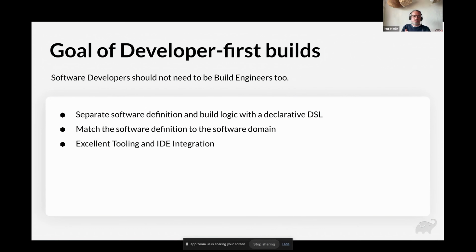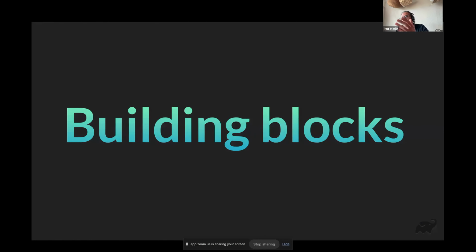So what does that mean? It's to make the software definition, the thing that is meant to be read and written by software developers, match the software domain. So no more Gradle lingo, no more plugins, tasks, configurations, etc. And of course, we want excellent tooling for all that, so that IDEs and other tools like OpenRewrite, Renovate, Dependabot, and others can work with the software definition in a much easier and more intelligent way. And with that, I leave it to Sterling to talk about the building blocks.